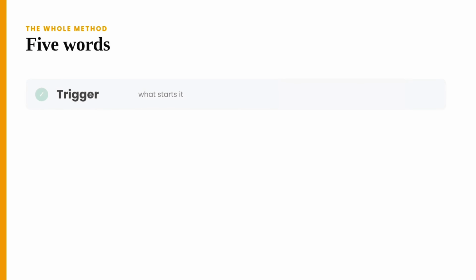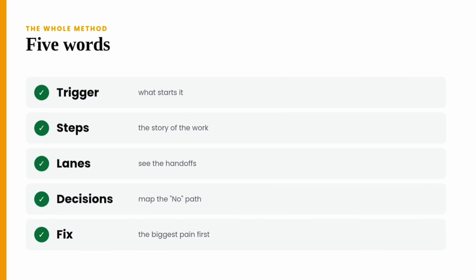So let's bring it home. 5 words: trigger, steps, lanes, decisions, fix. Find what starts it, list the steps like a story, drop them into lanes so you can see the handoff and the decisions, especially the messy no path. Then fix the biggest pain first. Do this for the 3 most important workflows in your business, and I promise you'll find things that surprise you.